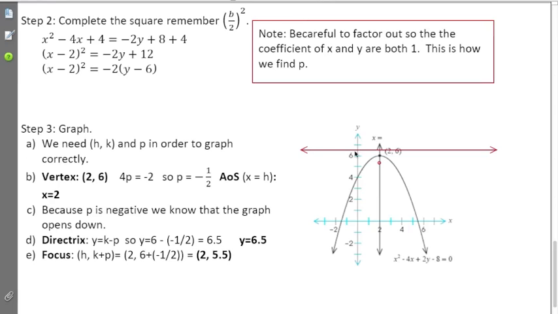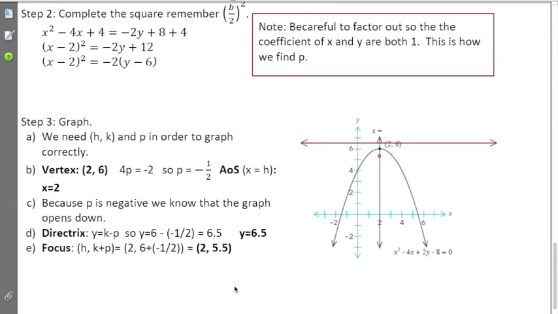You can see that written here in this red line. The focus is (h, k plus p). So it would be (2, 6 plus negative 1/2), which gives me (2, 5.5). I go over here, I plot that point, and that's my vertex, my directrix, and my focus. So you have all three parts right there, in fact. And that basically takes you to the end of graphing your parabola.